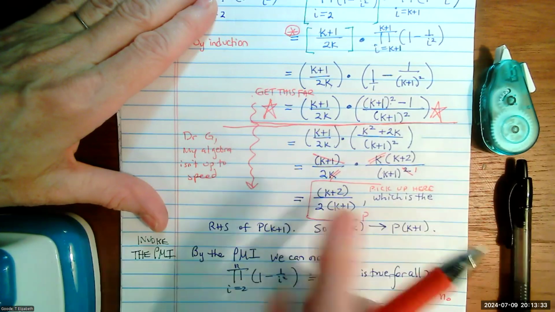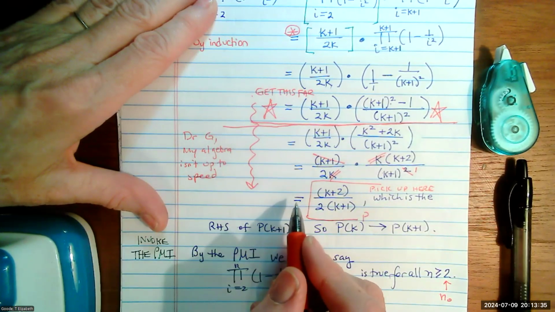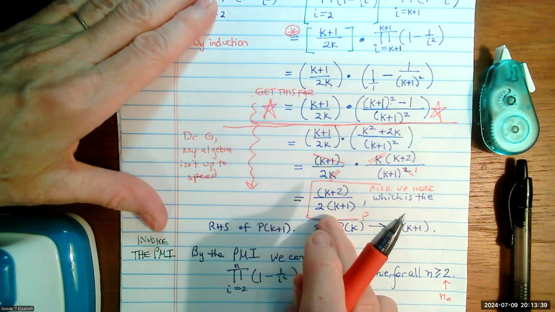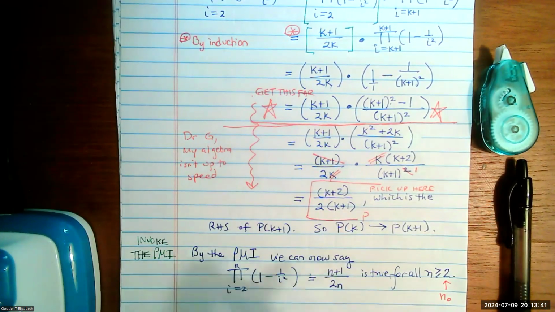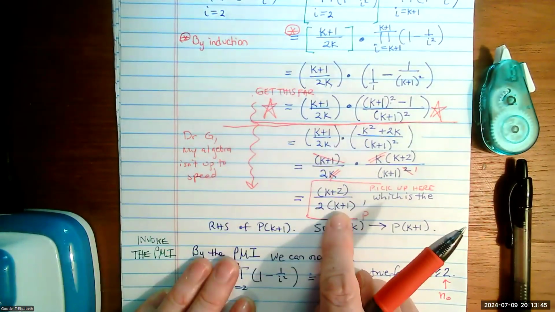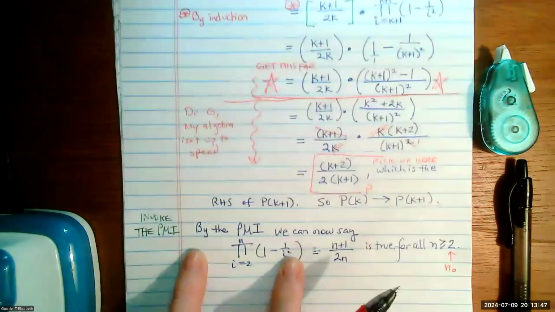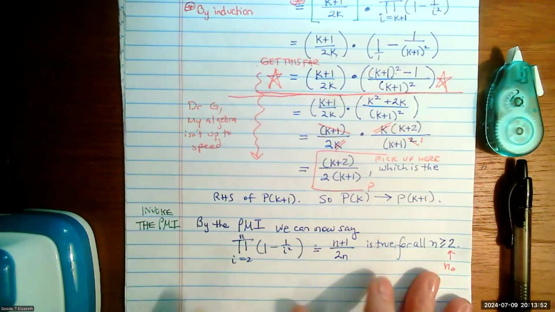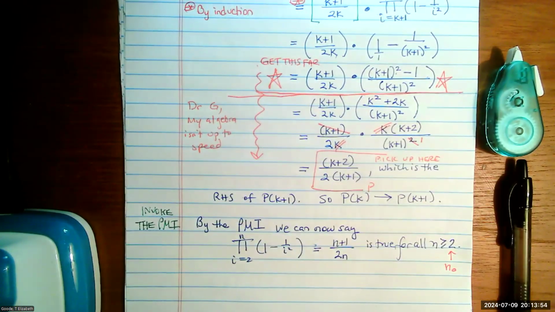Just say, hey, I know I want to get this. I know I want to get this. And then you can just say, I may not be able to get there, but I know this is what I'm shooting for. And then you can go ahead and just invoke the PMI and get the rest of the points. Maximum deduction 4 points on a 20-point problem for not being able to do the algebra. Okay. Questions?